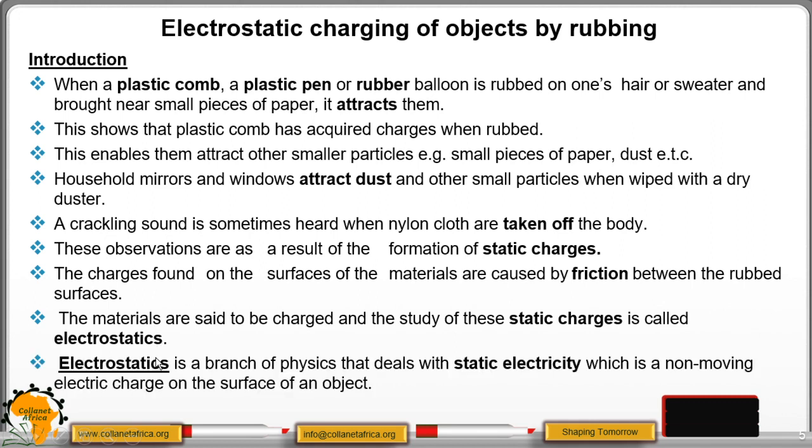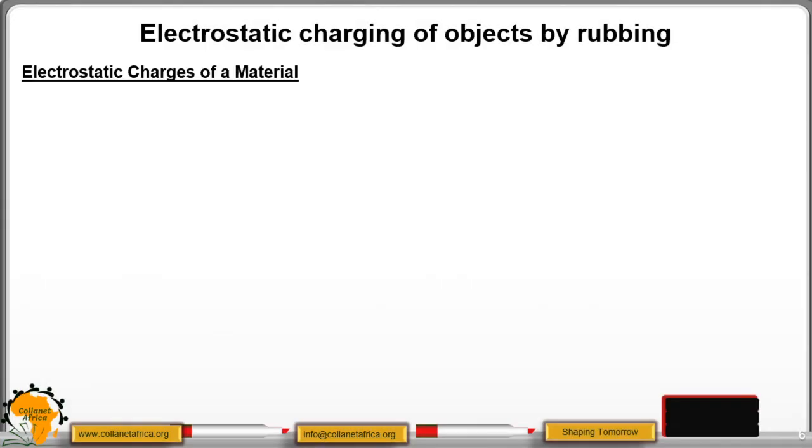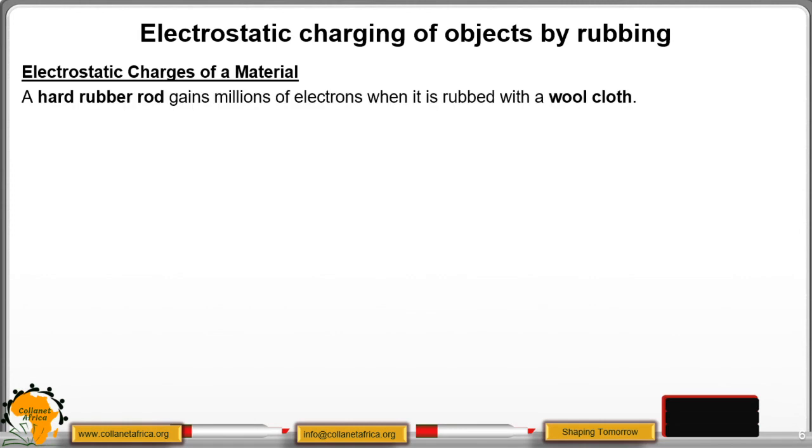Therefore, in simpler terms, we can say that electrostatics is a branch of physics that deals with static electricity or static charges. And this static means that we are talking of non-moving charges, and those charges are on the surface of the object. We move to electrostatic charging of the material.